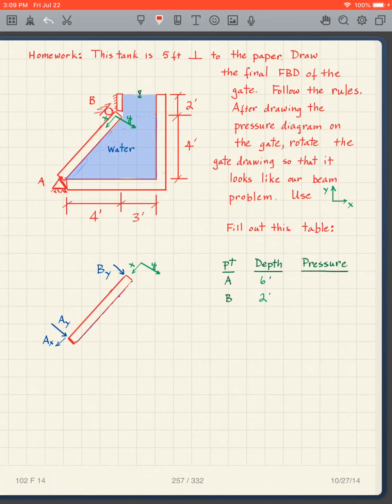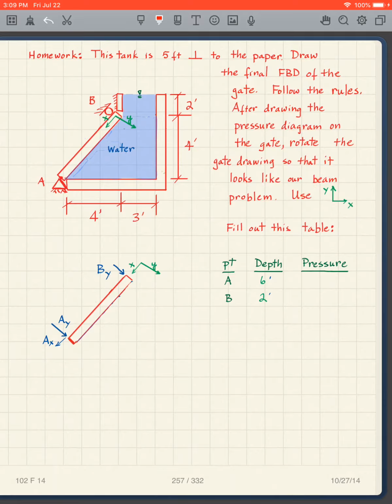Now what I want you to do to make this problem simple is first draw the pressure diagram on the gate. So do that first. Draw the pressure diagram on the gate. And then rotate the gate drawing so that it looks like our beam problem. In other words, I've posted here what you can use for the XY axes, but we want to rotate it in such a way that the XY axes are that. So that's the easiest way to solve this problem.